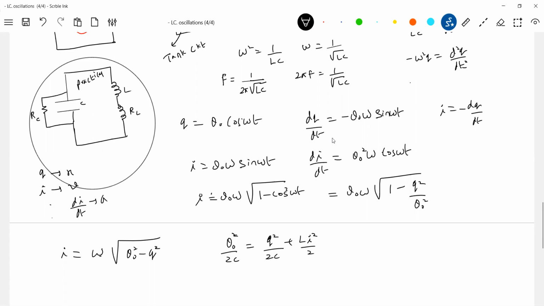What is Q naught square by 2C? This is the oscillation energy. We'll call this as the oscillation energy. Now, what do you mean by oscillation energy? The energy that we feed to the circuit, or the energy that we give to the circuit. With that, it will continue.